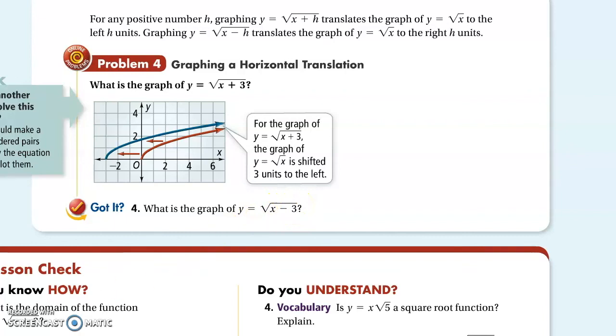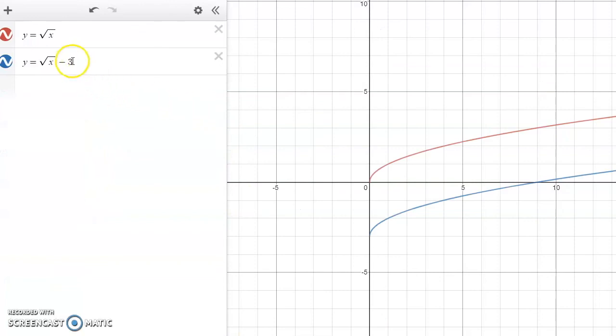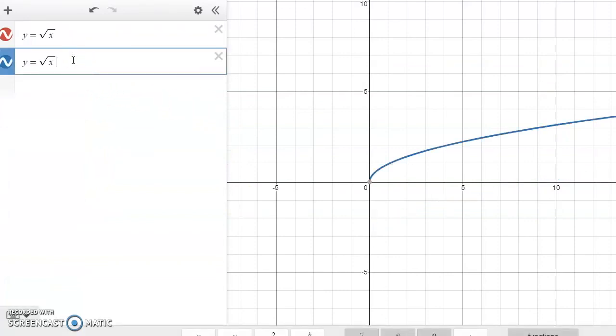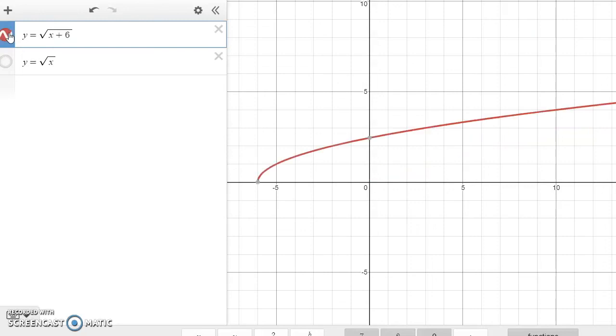So let's go ahead and get our good friend Desmos out here. Ayo Desmos, where are you at? All right. So let's go ahead and mute this dude and put this in here. Let's say I have square root of x, and on the inside I put plus 6. All right, it should move to the left 6. What if I change that plus to a minus? It moved to the right.